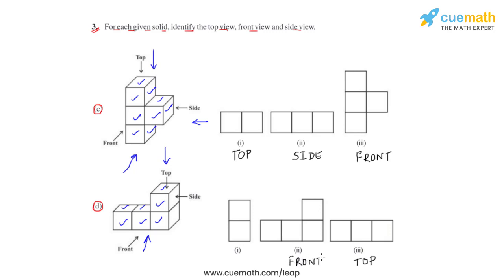And again, if we view the solid from this end, from the side end, we'll see that these are the two squares which would be visible, making the first figure the side view of this solid. Let us again move on to the next solid of the question.